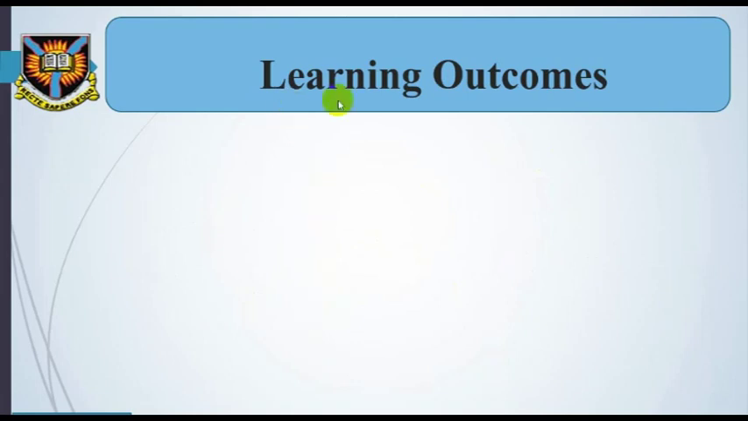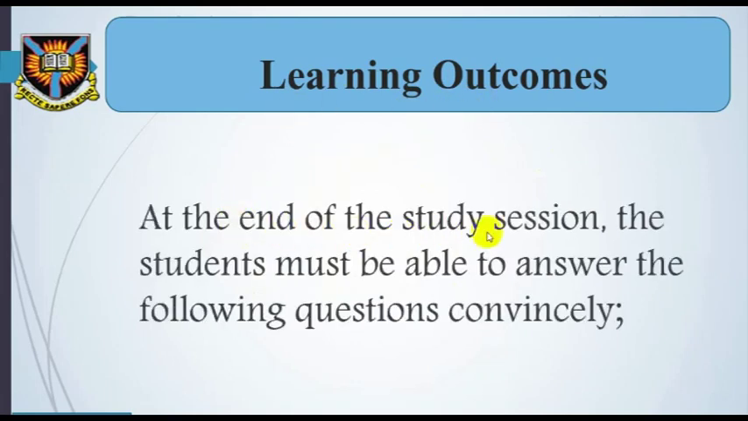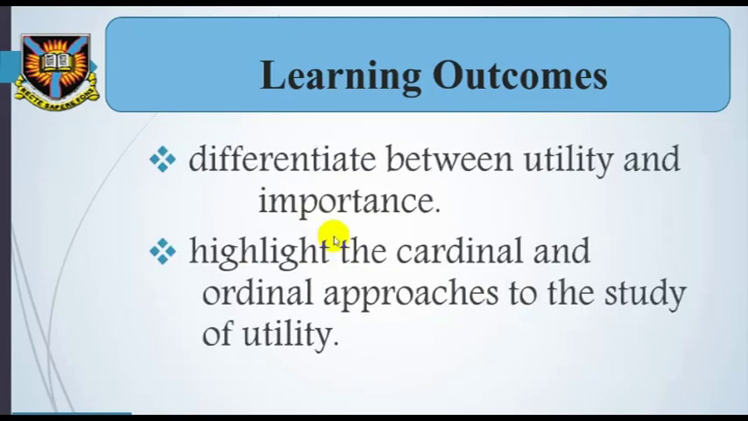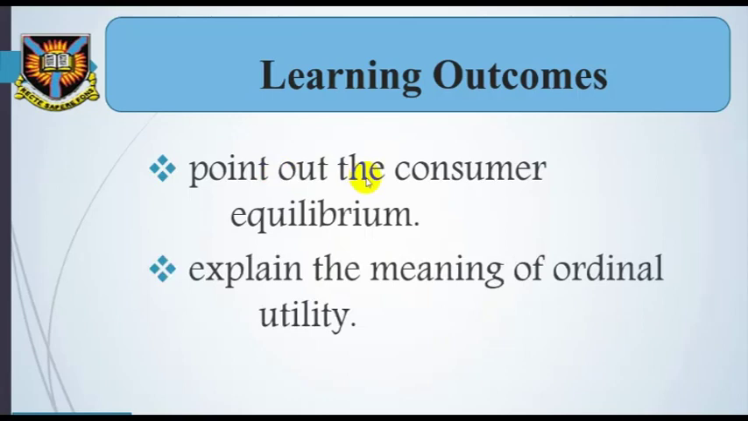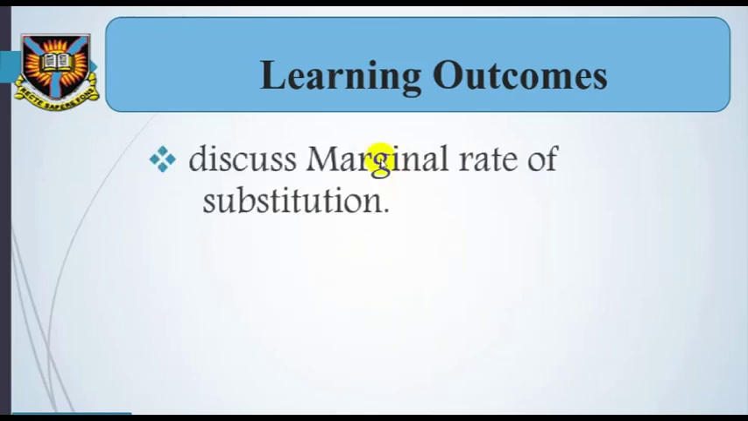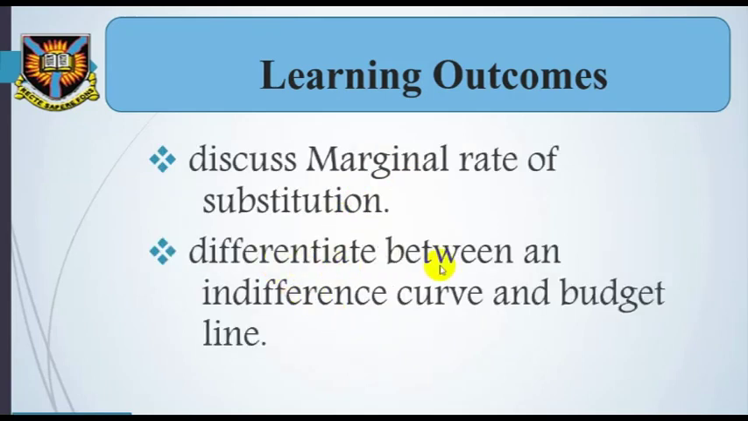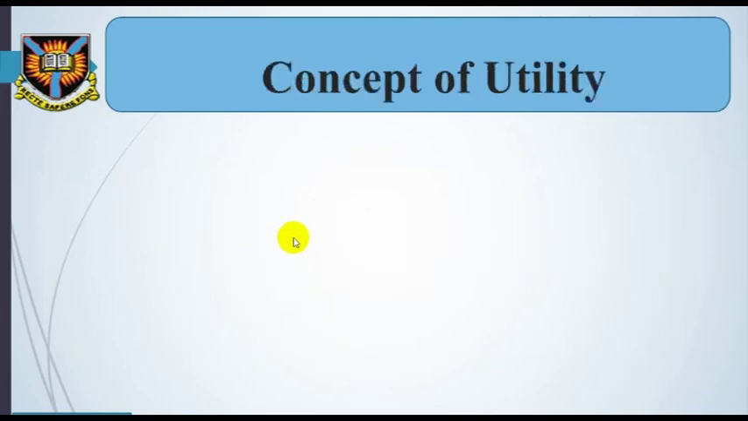Learning outcomes. When you have studied this section, you should be able to differentiate between utility and importance, highlight the cardinal and ordinal approaches to the study of utility, point out the consumer equilibrium, explain the meaning of ordinal utility, discuss marginal rate of substitution, differentiate between an indifference curve and budget line, show where the indifference curve is tangential to the budget line.